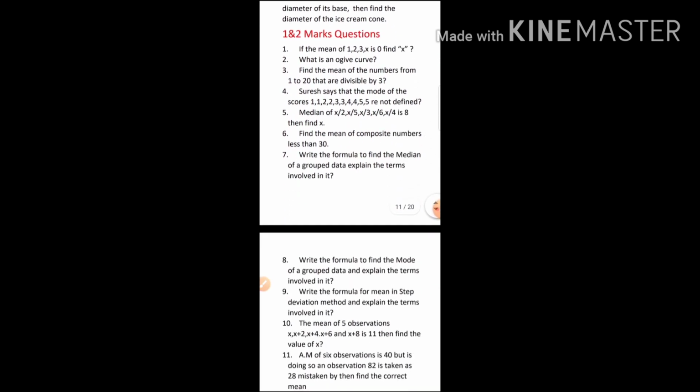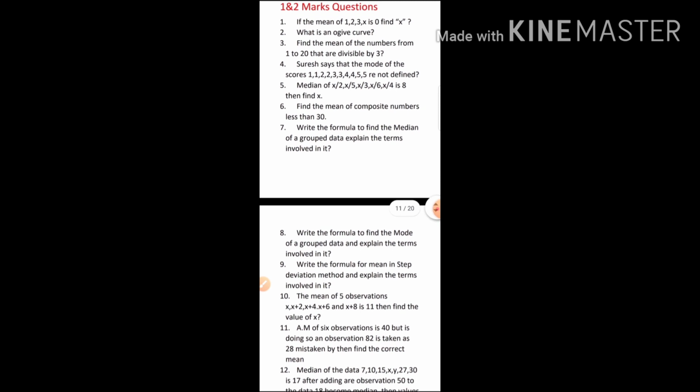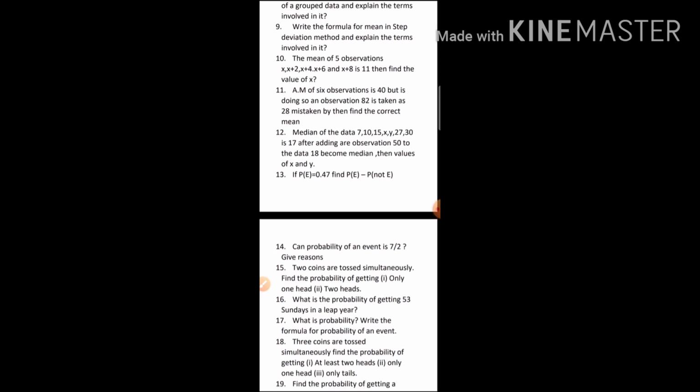Next 1 mark, 2 marks questions. Generally these questions are enough for you, because ungrouped data, mean median mode, what is ogive curve, definitely it will come, mean median or mode. Next 1 mark and 2 marks both will come. Next write the formula for mode, median, compulsory they will ask, explain each and every term. Suppose mode: mode means L plus f1 minus f0 divided by 2f1 minus f0 minus f2, into h. What is h, what is f1, what is f0, what is L, you should write the terms.